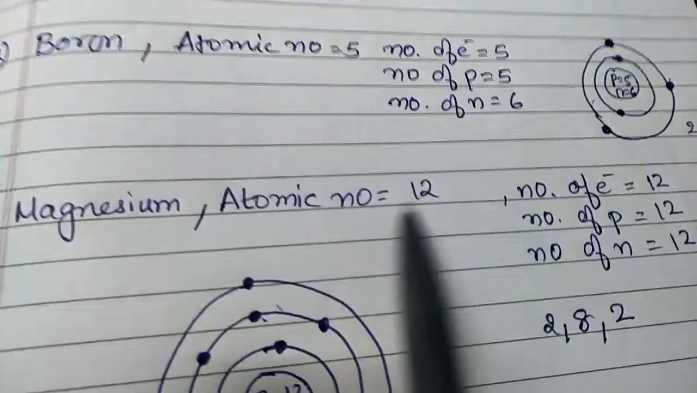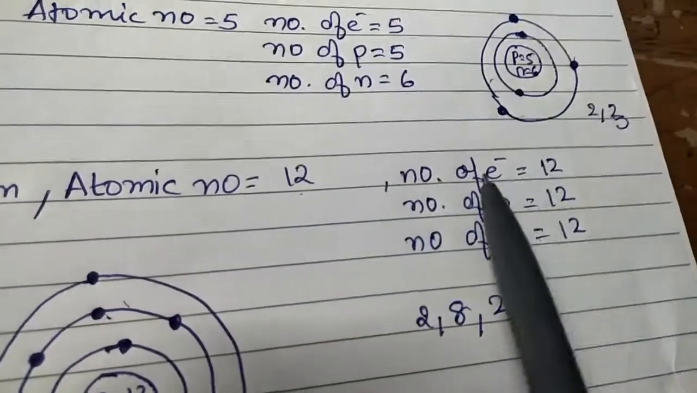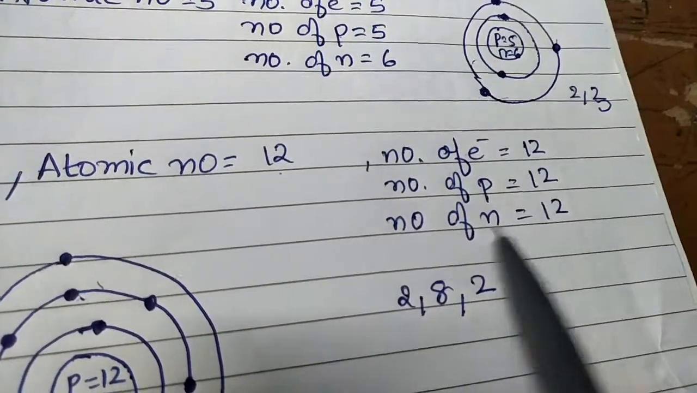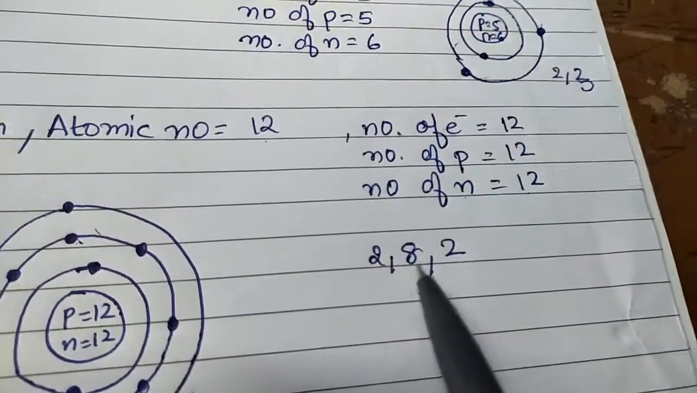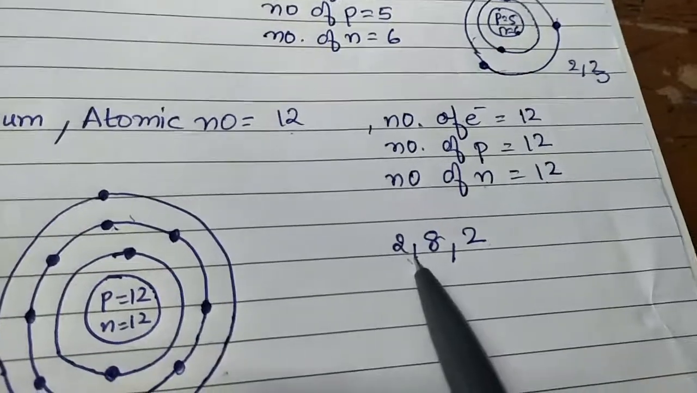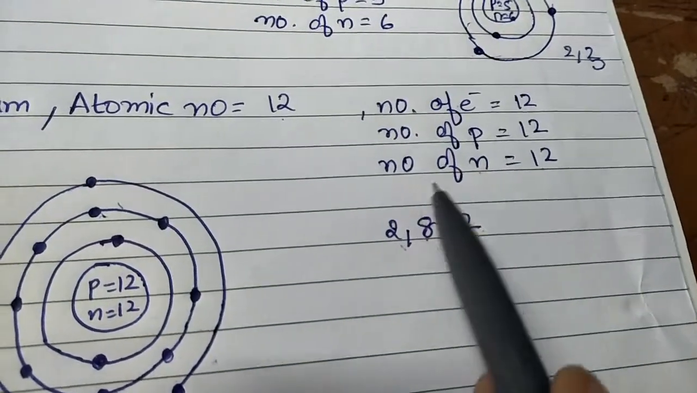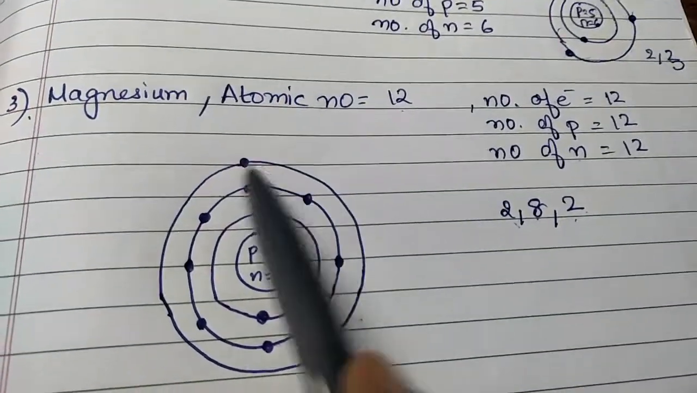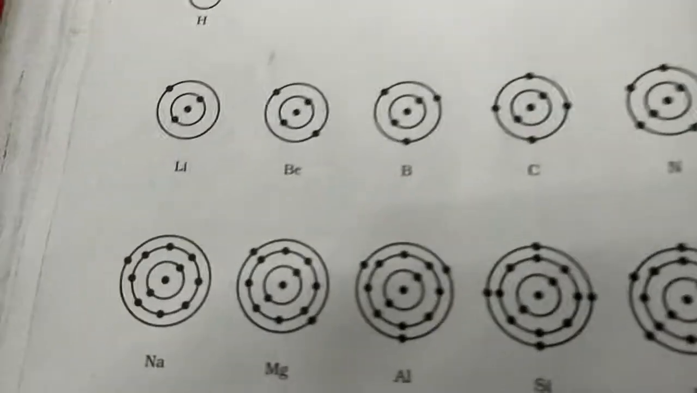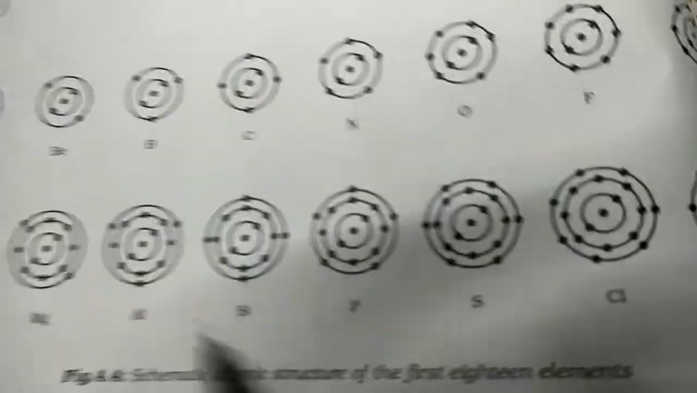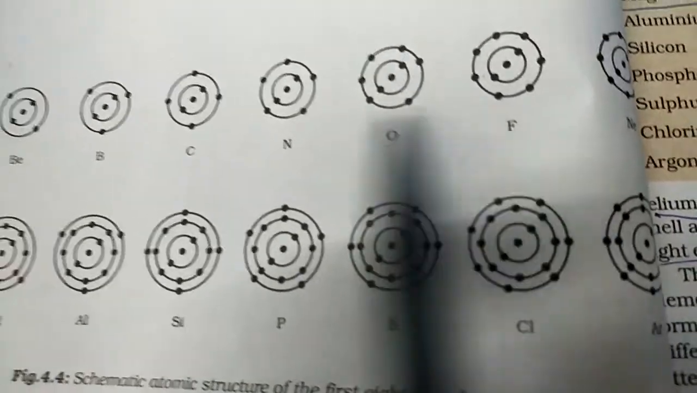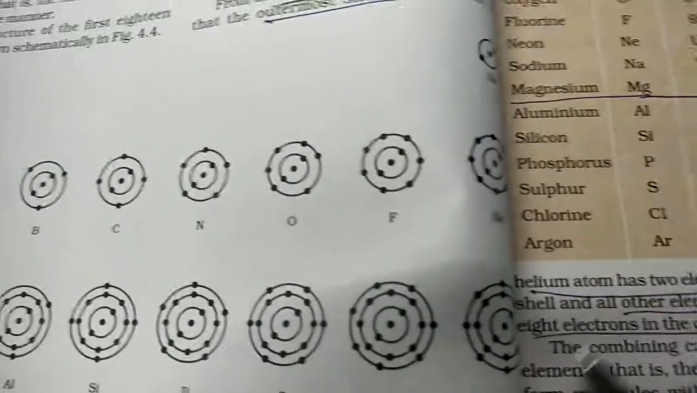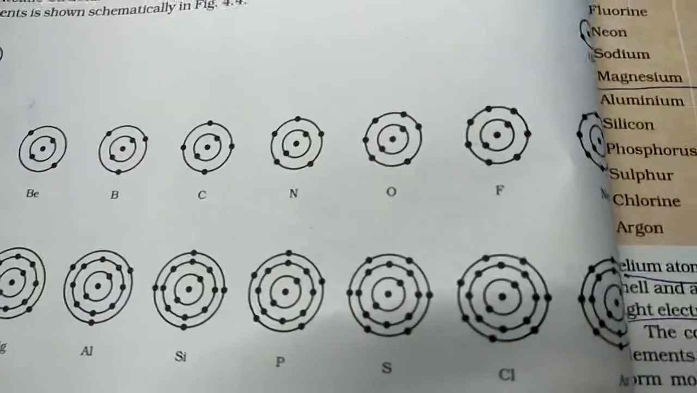We go to magnesium, atomic number 12, electrons 12, protons 12, neutrons 12. So that is 2, 8, 2. First orbit 2, next orbit 8, then it gets filled, then go to the next orbit, that is 2. So 2, 8 and then 2. Now the same thing is given in your textbook. On page number 50, you have got all the 1 to 18 elements shown in your textbook. So just study this and if possible draw them in your notebook.